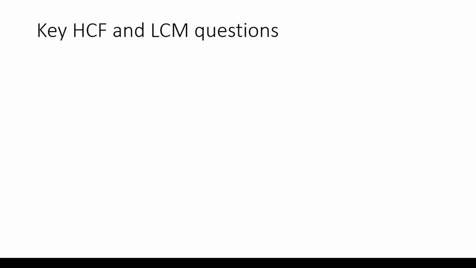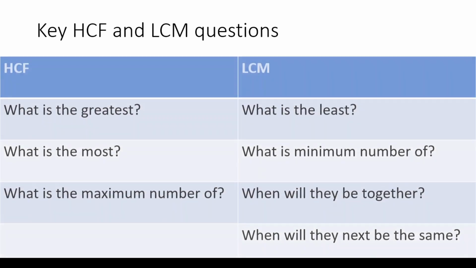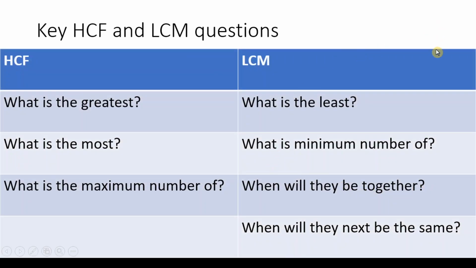Key HCF and lowest common multiple questions. So for highest common factor, what is the greatest blah blah blah? What is the most blah blah blah? What is the maximum number of blah blah blah? And then for lowest common multiple here, you would have what is the least blah blah blah? What is the minimum number of blah blah blah? And when will they be together blah blah blah? Or when will they next be the same?